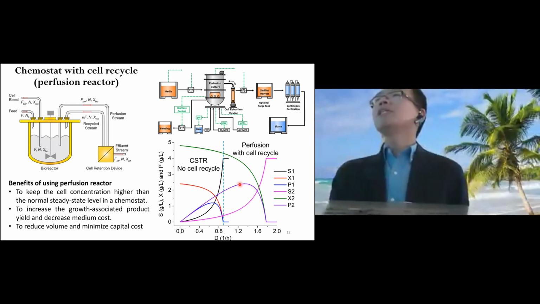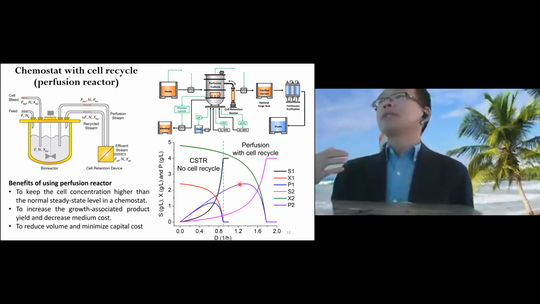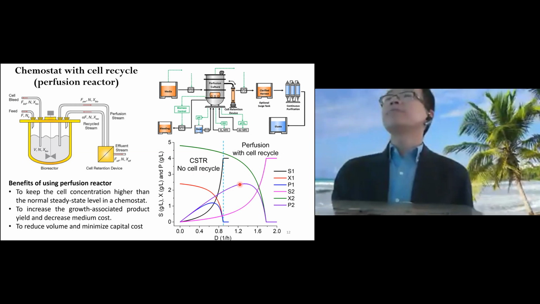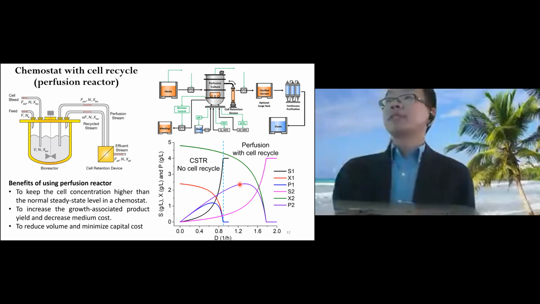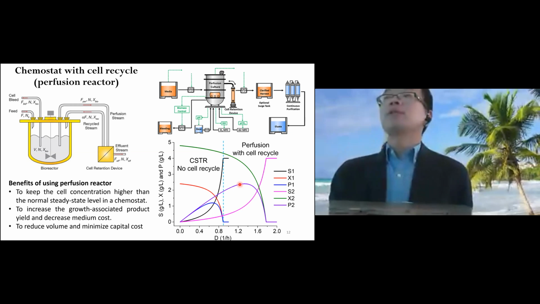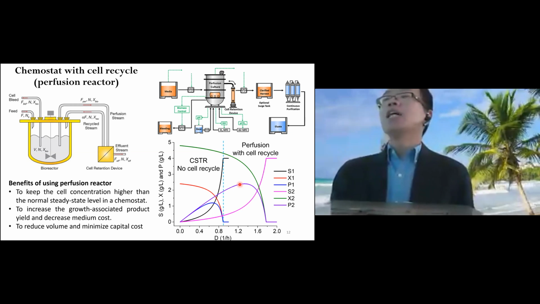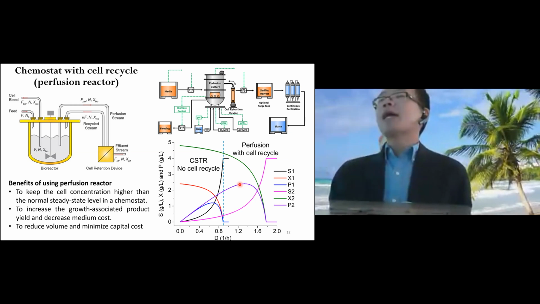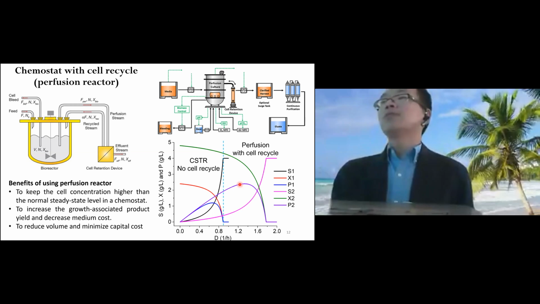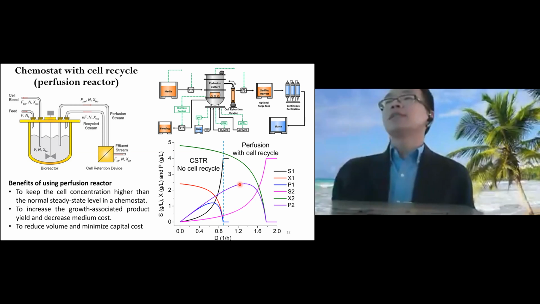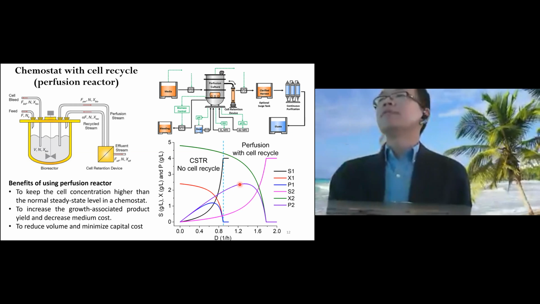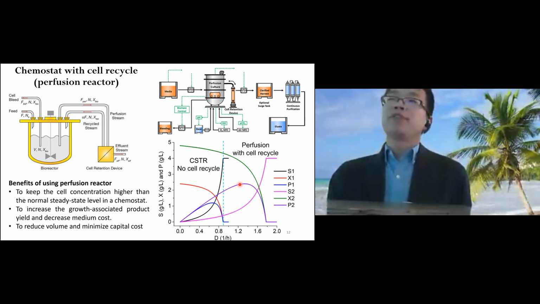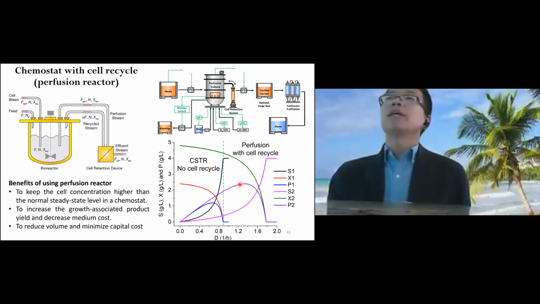That's why we can increase the container utilization efficiency, because in the pharmaceutical industry the capital investment is very high. Also, we can minimize the media cost. That's why almost 90% of pharmaceutical processes now use perfusion bioreactors in the industry.